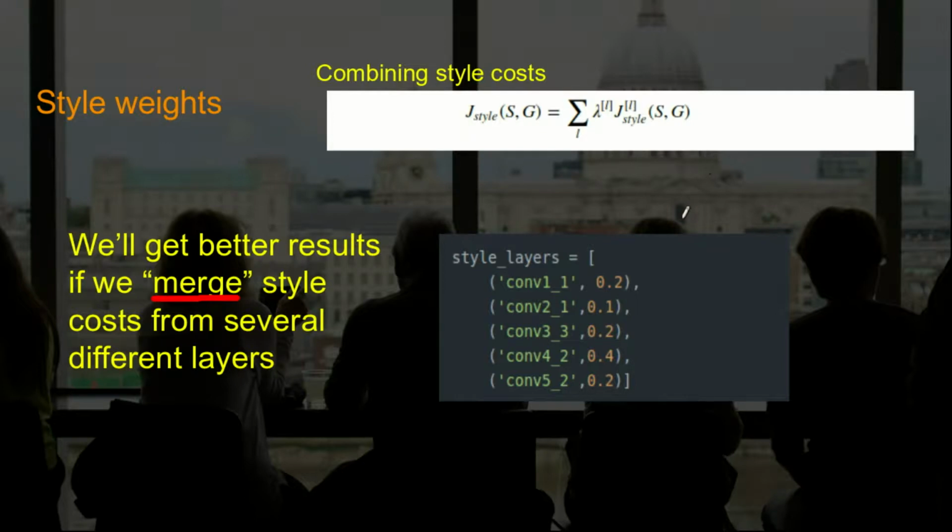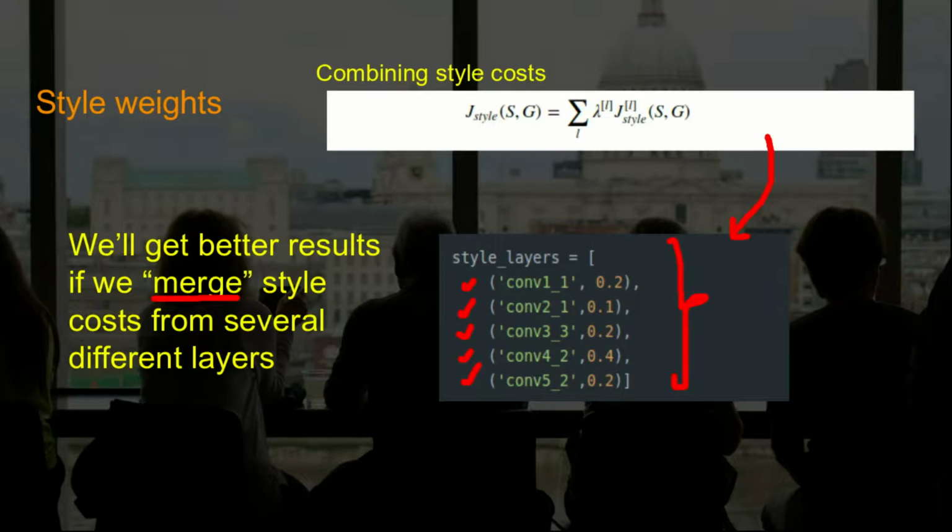So I have made this style layers. Style layers is going to contain which layers I'm going to be extracting the features from. In this case, I'm going to be extracting my features from convolutional layers 1, 2, 3, 4, 5. If you want to experiment with different layers, feel free to do that. I'm choosing the standard layers, and you can combine the style costs from different layers as shown in the formula.